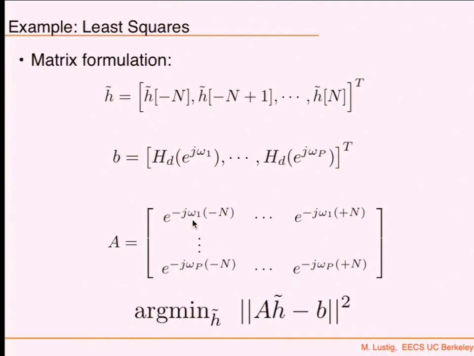It's overdetermined. I don't have a solution. There's no vector that satisfies all of these, potentially, unless the system is degenerate. But it shouldn't be. So there's really no one that actually satisfies this. So you want to just minimize the square error between these two. Does this make sense? Any questions?